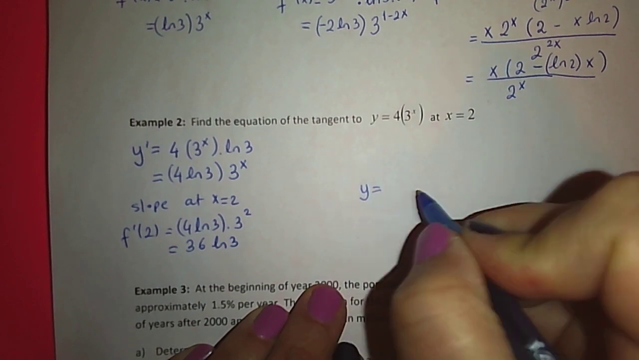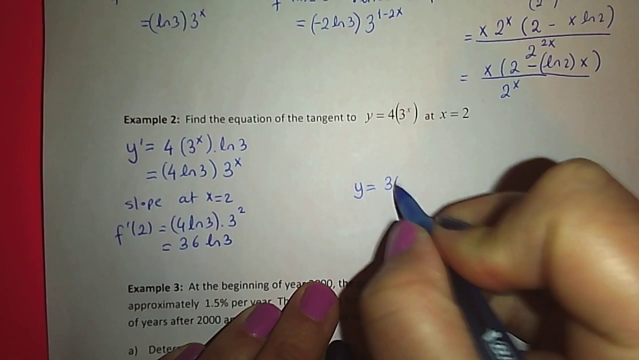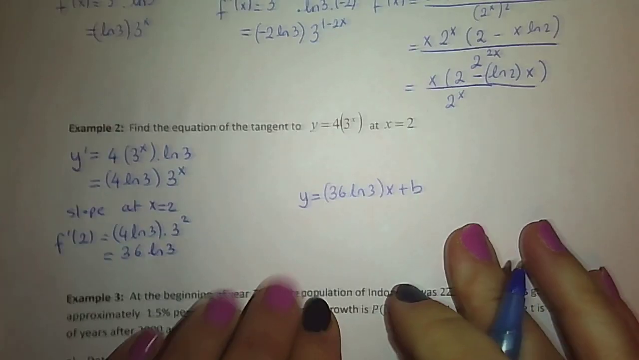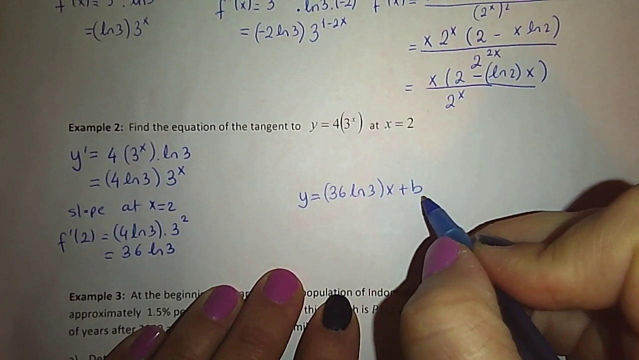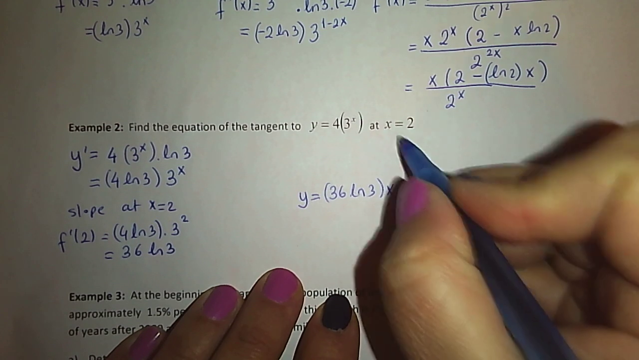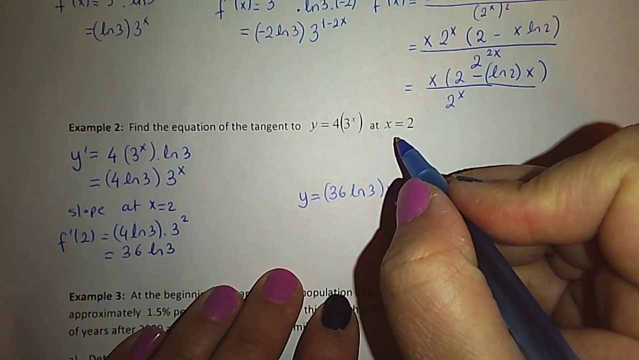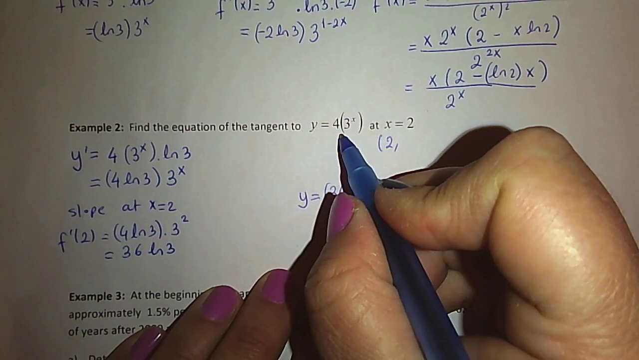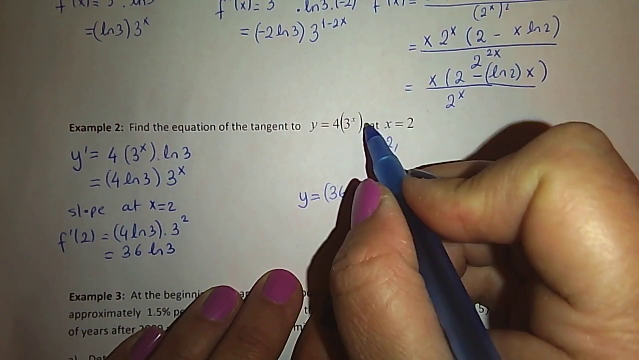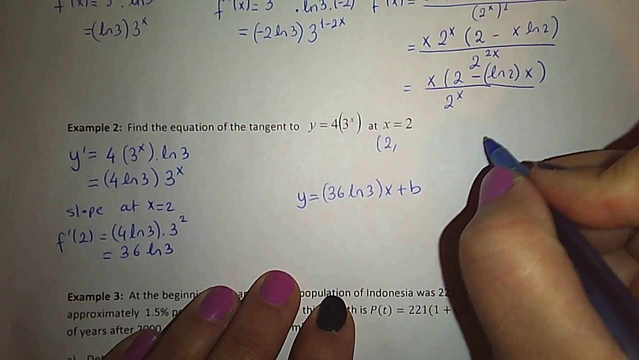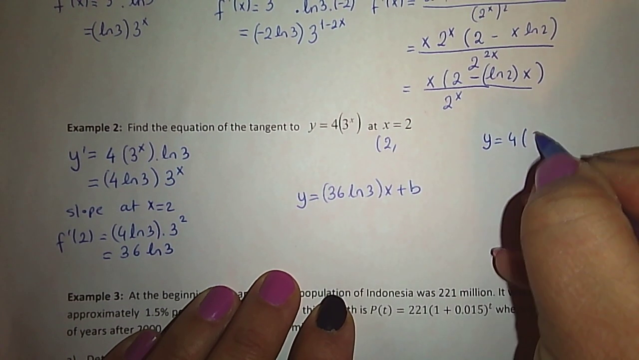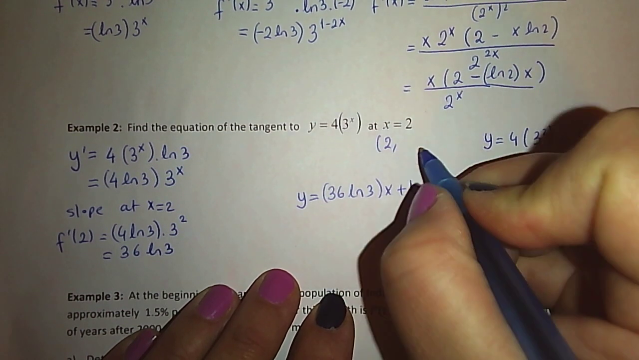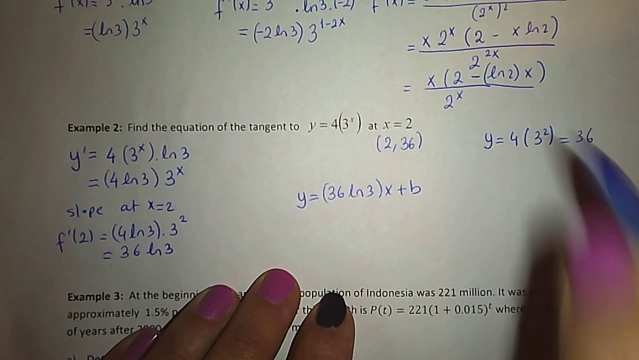So if we write it in mx plus b form, we get 36 ln 3 x plus b. Now to get b for this, we need to substitute a point. We know that the x coordinate of the point is 2. We need to get the y coordinate of this point, so we need to substitute 2 in the function. y equals 4 times 3 squared, so that gives us 36. So the y coordinate of this point is 36.